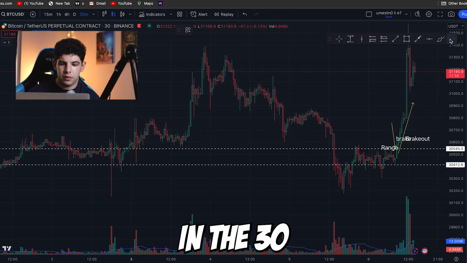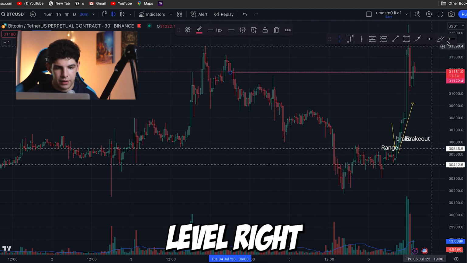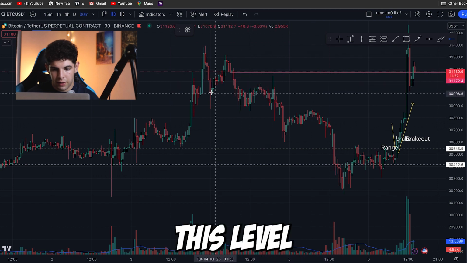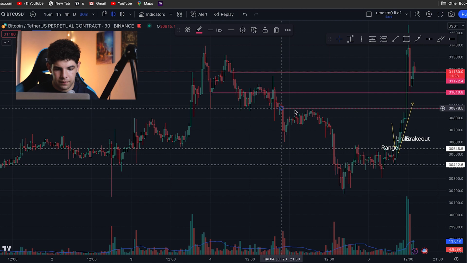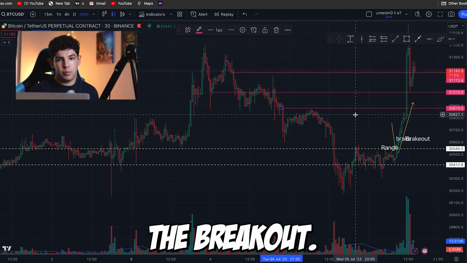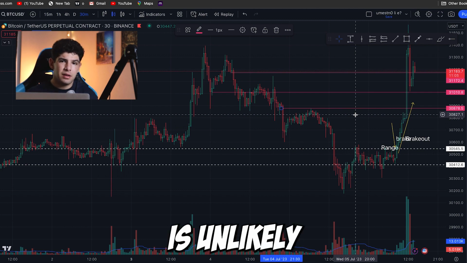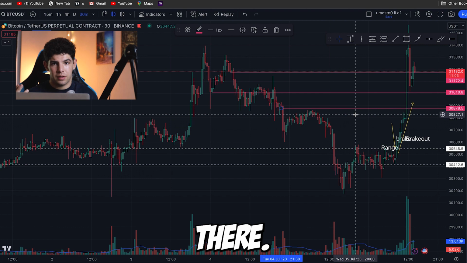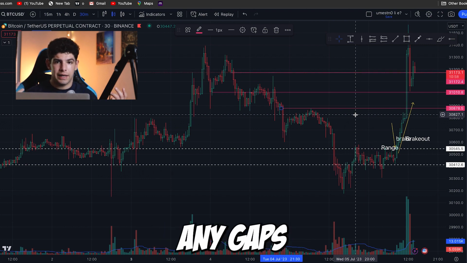For example, on the 30-minute chart on BTC, what I see immediately is this level right here, also this level right here, and the third one is this. So those should be your targets when you enter into the breakout. If you have no targets to the upside, price is unlikely gonna go there. It's more likely to find targets to the downside if there are any gaps.